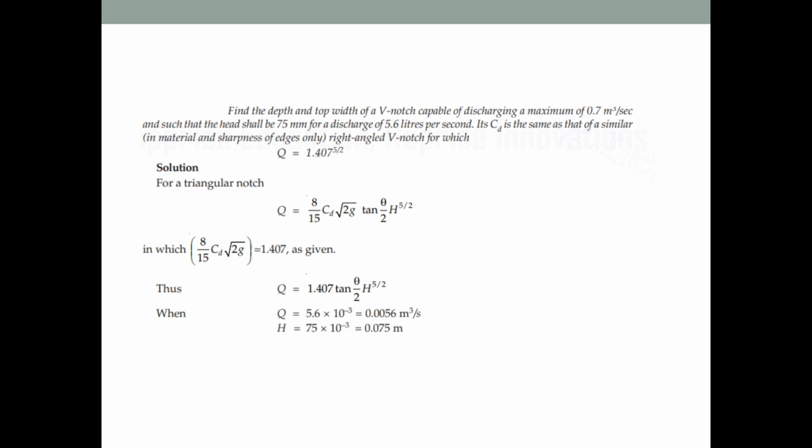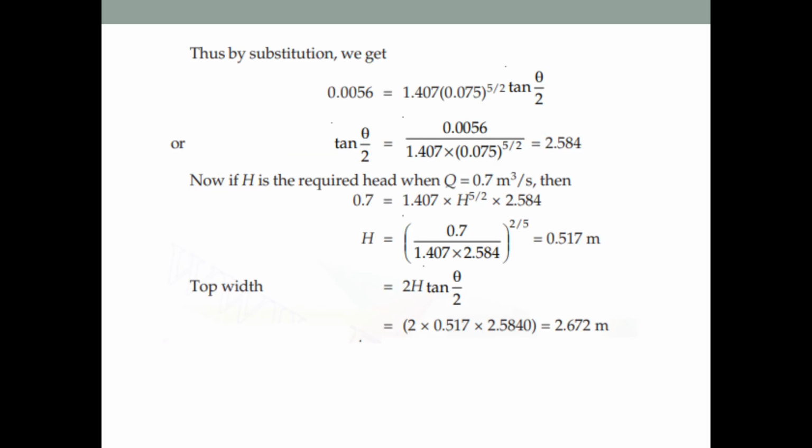Now I have to substitute this value. Q is equal to 8 by 15 into Cd root 2G tan theta by 2 into H power 5 by 2. I'm substituting and getting the value of capital H. The top width is 2H into tan theta by 2. As we know all the values, I'm just substituting and getting the answer.